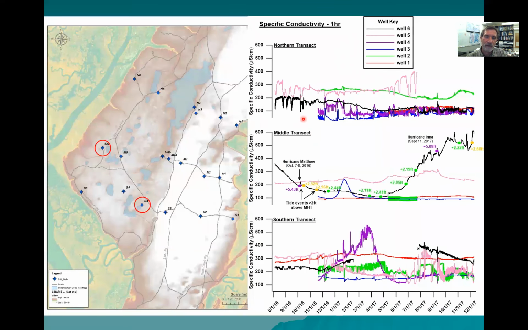On the right are high-resolution specific conductivity data from the data loggers for the northern traverse, middle traverse, and southern traverse. If we go back to our original well, here's the conductivity profile for that in black. We're again seeing tidally driven pulses of saltwater intruding into the system. What's also interesting is that we found another well in the southern traverse, S4, that's also responding to these tidal events. So we have 2 wells of interest.